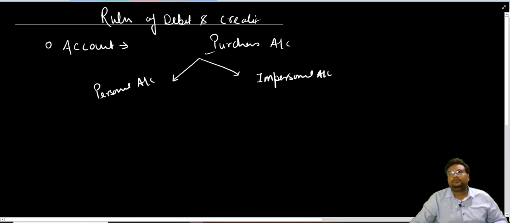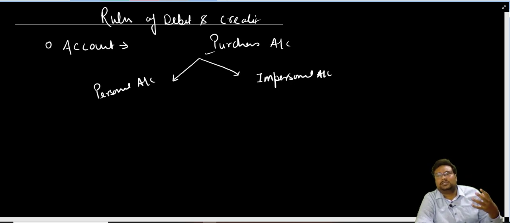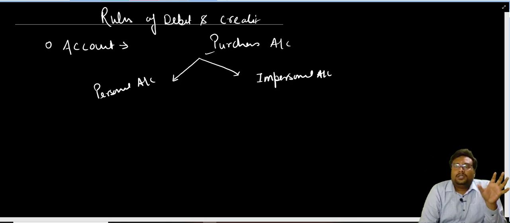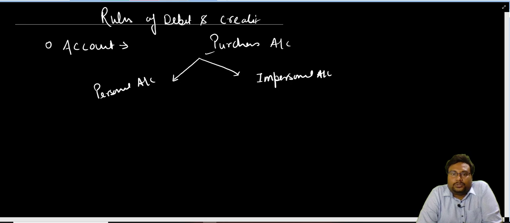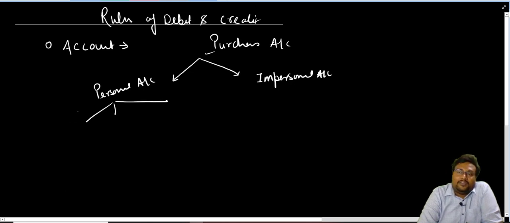Okay, yes beta. So in personal account, generally the persons, whether it is a real person like Ram, Sham, or artificial persons, companies like Tata, Reliance, all that is considered as a personal account. Okay, so personal account is also categorized in three sectors. Okay, and listen and understand everything properly. One is the natural personal account.